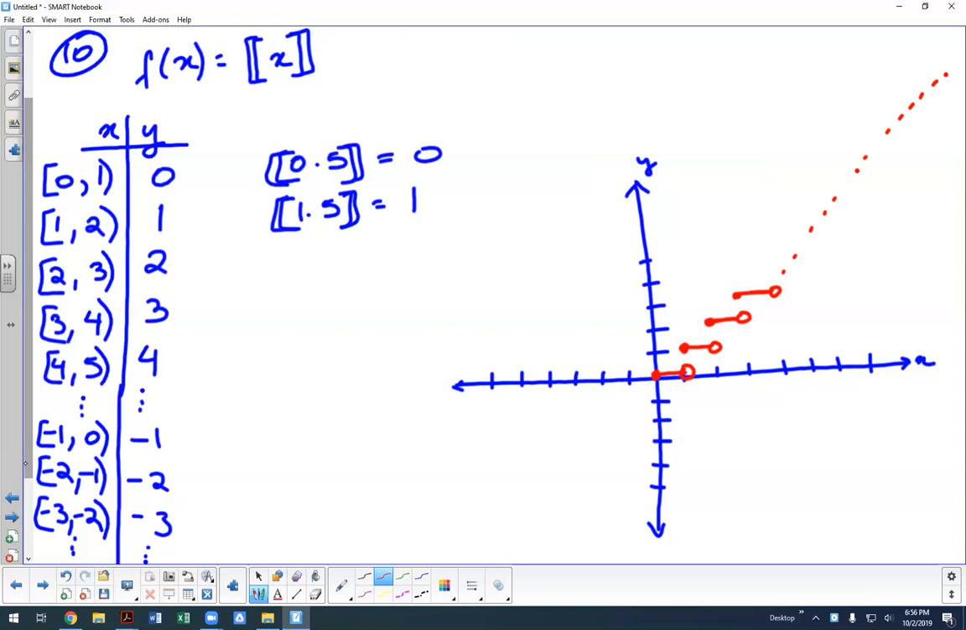Now, obviously, the same pattern happens on the negative side. So we're going from -1 to 0, which means we are including -1. But since we already included 0 here, we don't include the 0 here. And that's going to be my steps going down. So from -1 to 0, we were at -1. From -2 to -1, we were at -2, so that's going to be my step right here.